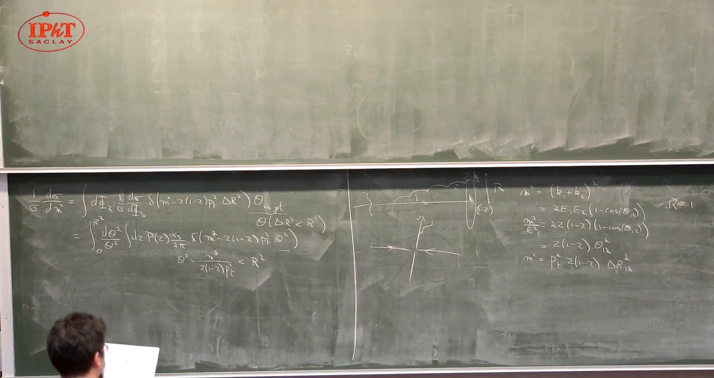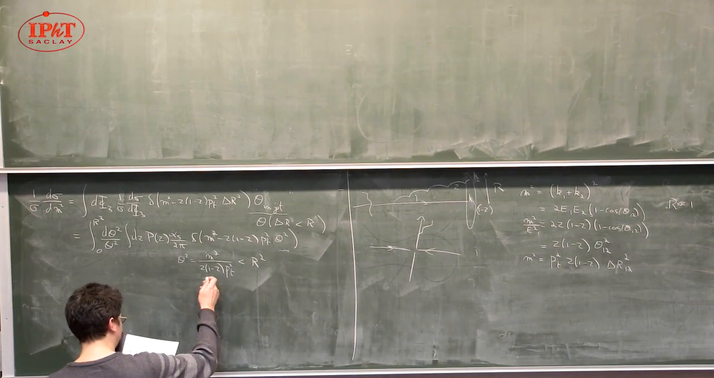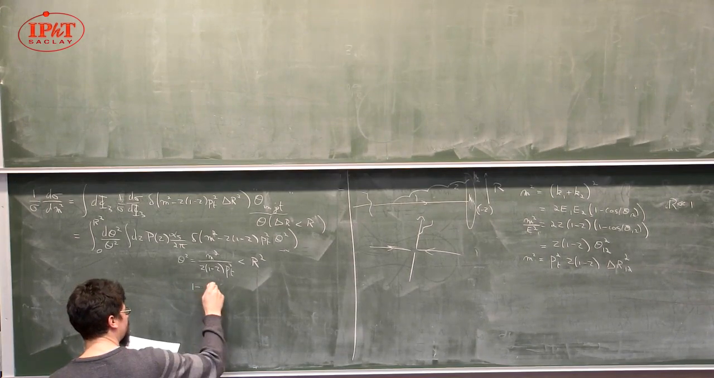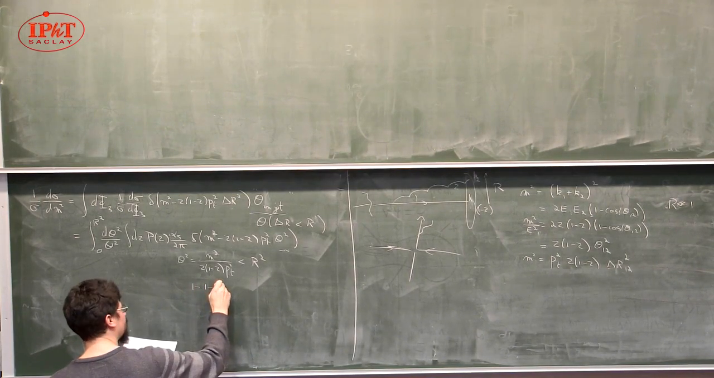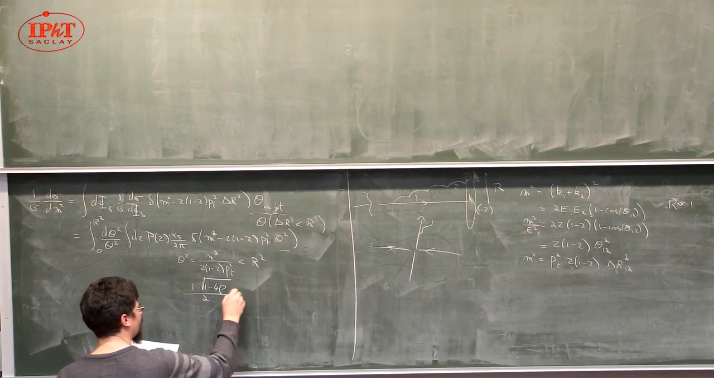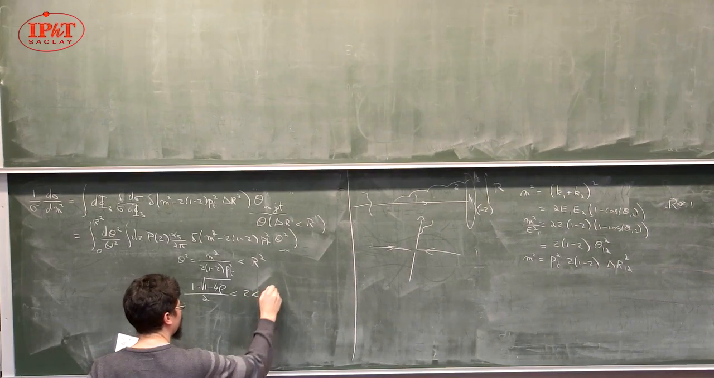And the condition on z, if you do it in its full glory, is that (1 minus the square root of 1 minus 4 m squared over p_T squared R squared) over 2 is smaller than z, smaller than (1 plus the square root of the same) over 2.